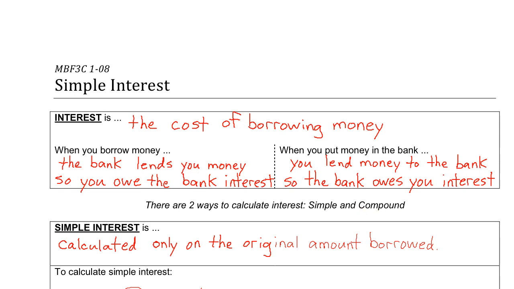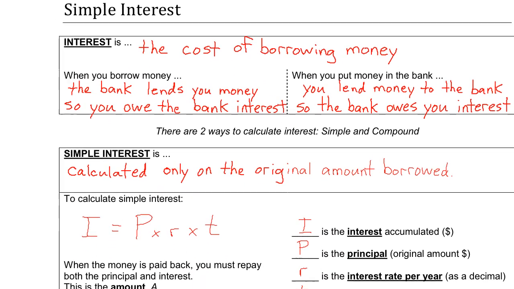So let's review what interest is. Interest is the cost of borrowing money. So there's kind of two examples I gave. When you borrow money, the bank lends you money, so you owe the bank interest. But when you put money in the bank, you lend money to the bank, so the bank owes you interest. So interest is an extra cost for borrowing money.